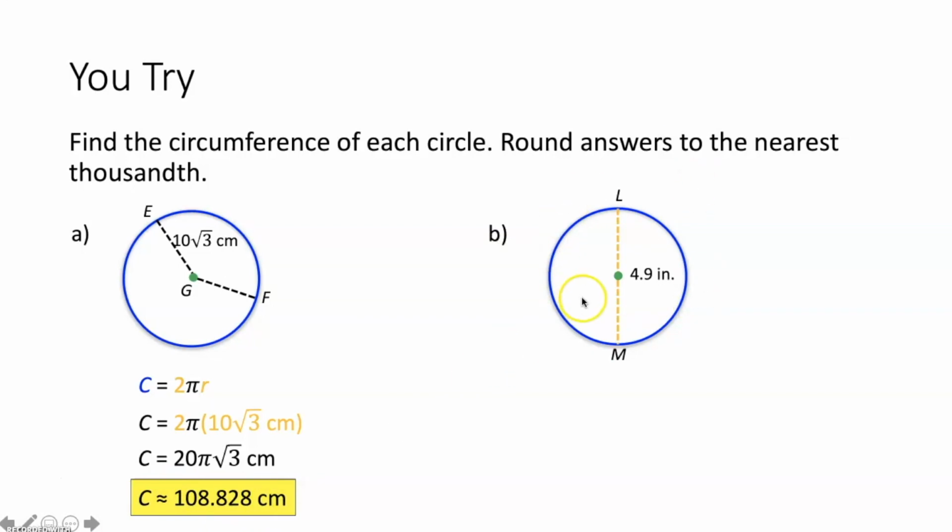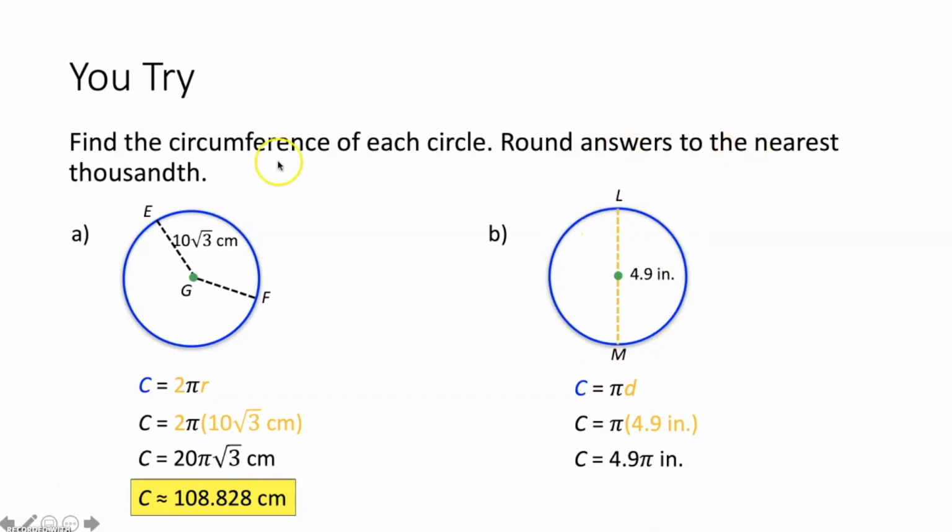Doing the same thing for part B. We want to find the circumference of this circle over here, and this time we are given the measure of the diameter. So we're going to use the circumference formula. C is equal to pi times d. The circumference of our circle is equal to pi times the diameter. We know the measure of our diameter is 4.9 inches, so we're going to plug that in for d down here, and we have our exact circumference of this circle up here.